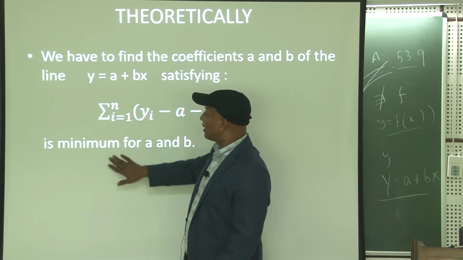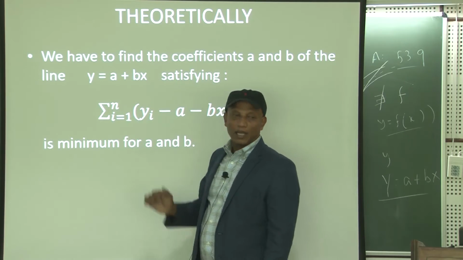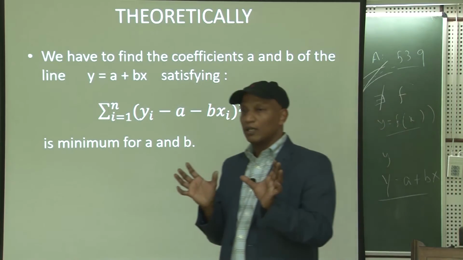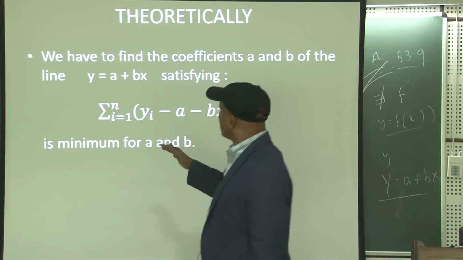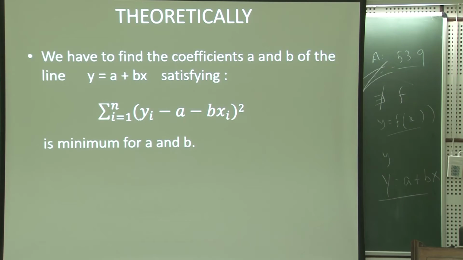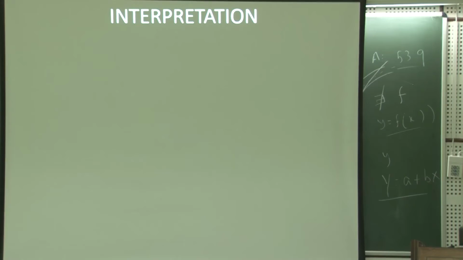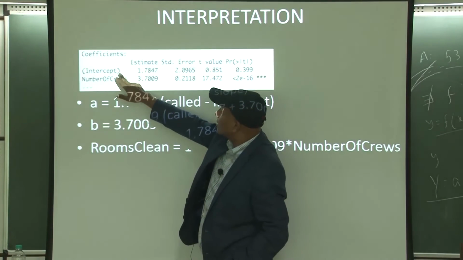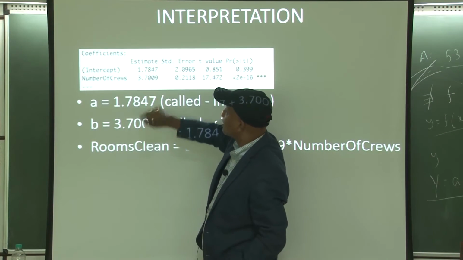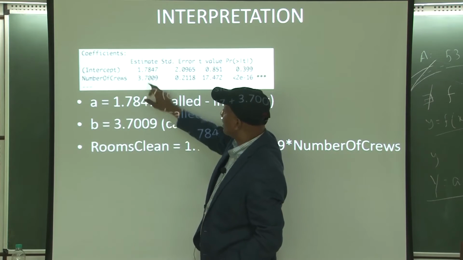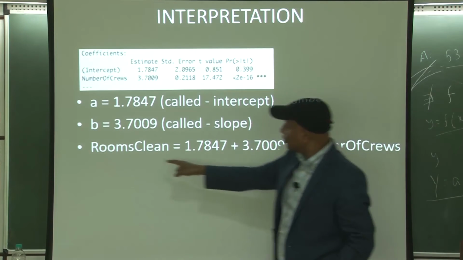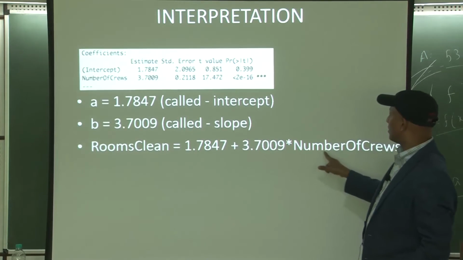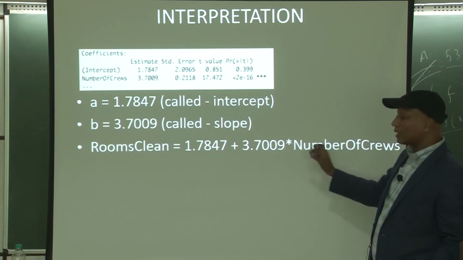And how to find this? You apply just basic calculus. And if you use R, that's the idea behind how to find the basic regression line, right? Since I am here, let's complete that equation. As I said, using R, this would be very easy. So for completeness, the intercept, your A estimate for this equation, is 1.78, and the estimate for B is 3.79, which is called the slope. So the equation becomes: number of rooms cleaned equals this plus 3.7 times the number of crew members. So that's the equation.